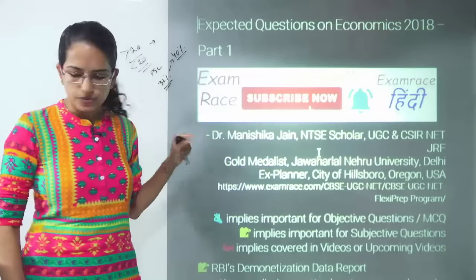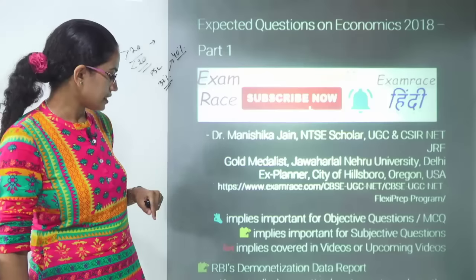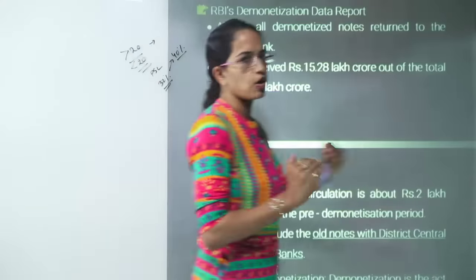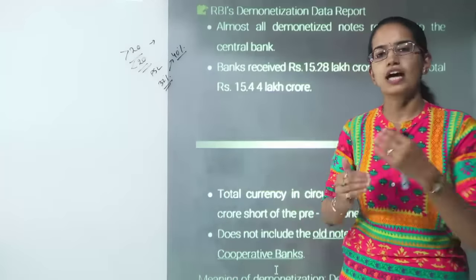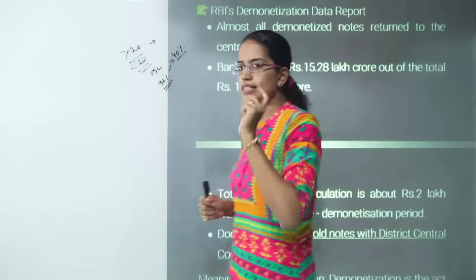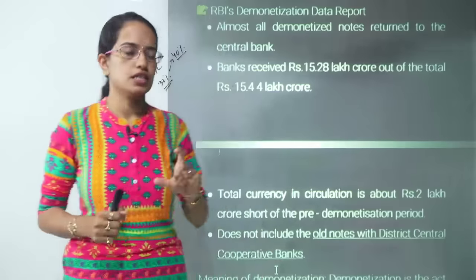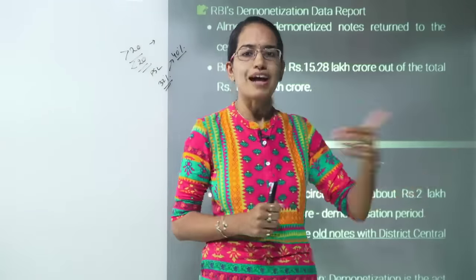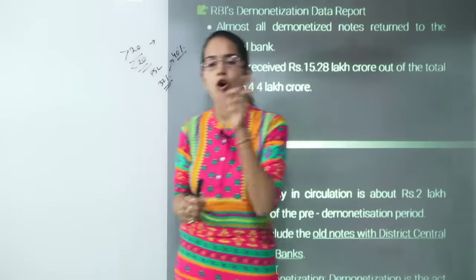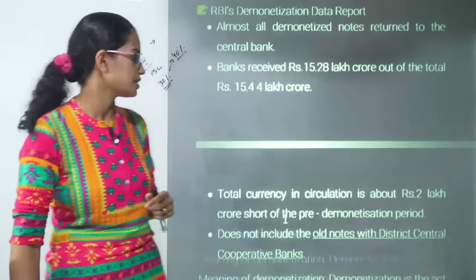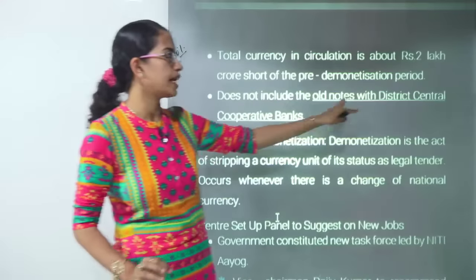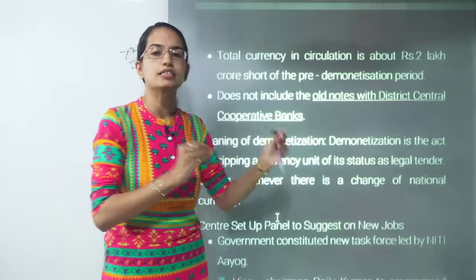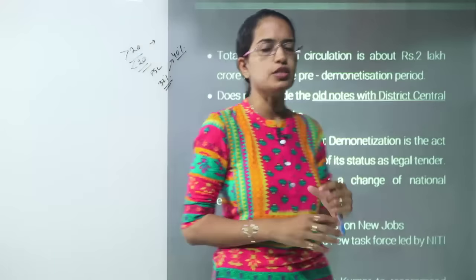Now coming on to the first topic for today, that is demonetization. Now demonetization has been a common reference since the last 2 years. The thing that's important for your prelims examination is, we say 99% of the money that was demonetized has been back to RBI, but what has not been included in this 99% is the old notes that are being held with district central cooperative banks. So this is very important, and this becomes an important section for your MCQs.